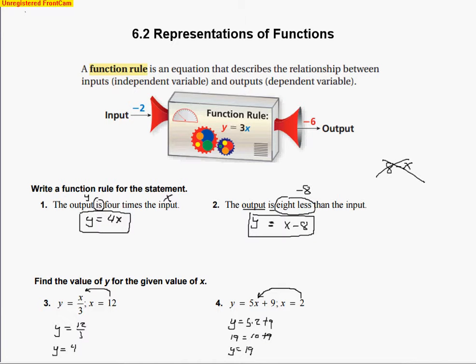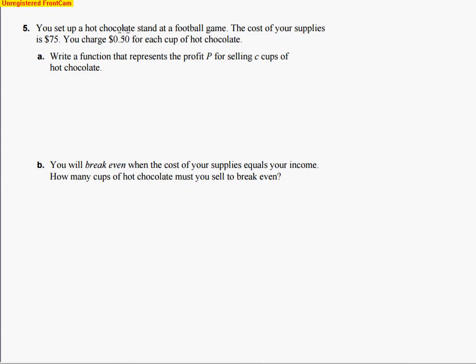Well, we've got some other types of problems. Here it says you set up a hot chocolate stand at a football game. The cost of your supplies is $75. You charge 50 cents for each cup of hot chocolate. Write a function rule that represents the profit of selling C cups of hot chocolate. And so here it says the cost of supplies is $75. So that means that we have to pay $75. So we're going to take that away from our profit.